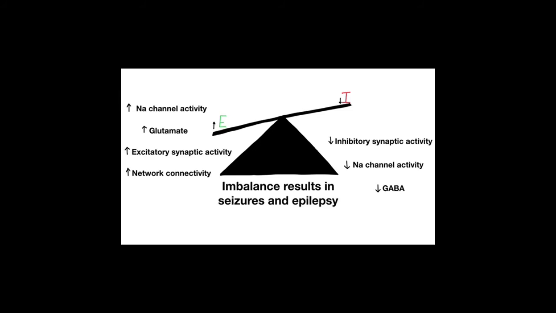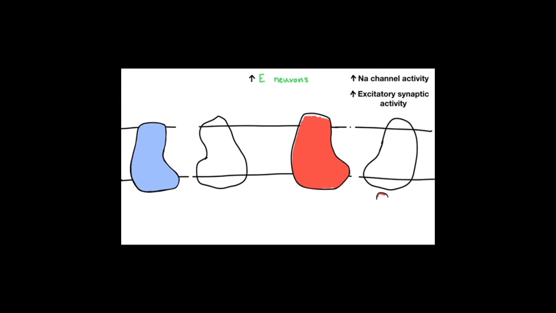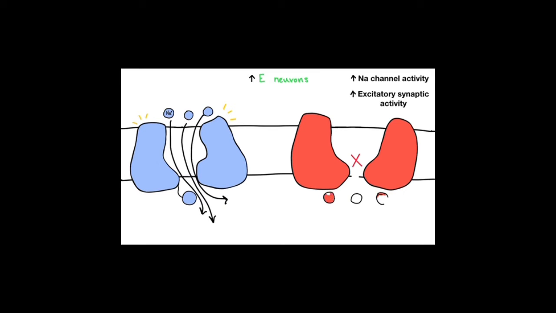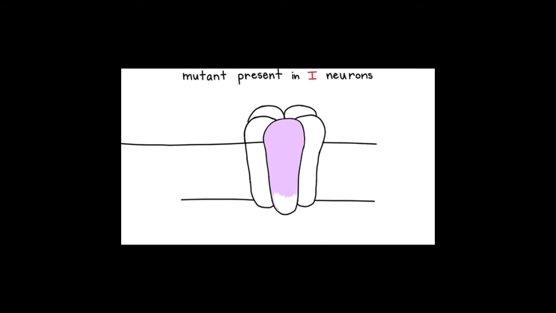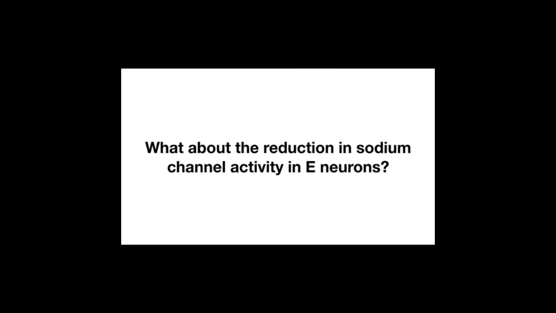Usually what happens when a seizure occurs is there's an increase of E neurons leading to an increase in sodium channel activity and therefore excitatory synaptic activity. But if this mutant sodium channel is present in I neurons, it will decrease sodium channel activity and therefore reduce the possibility for I neurons to release GABA. This effectively enhances circuit excitability by disinhibiting E neurons.